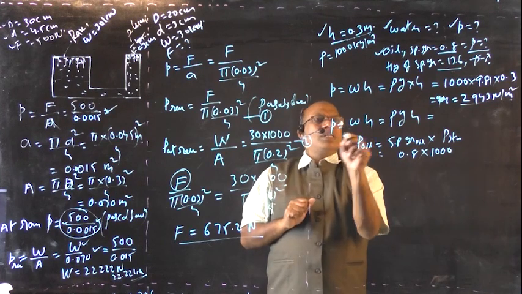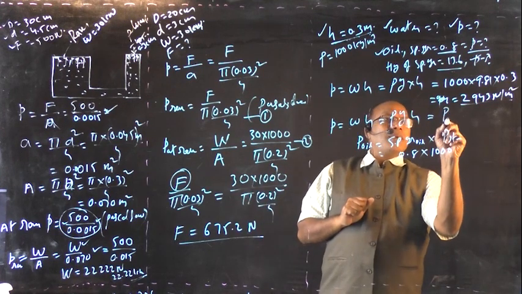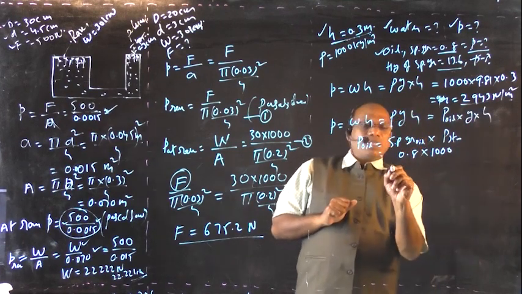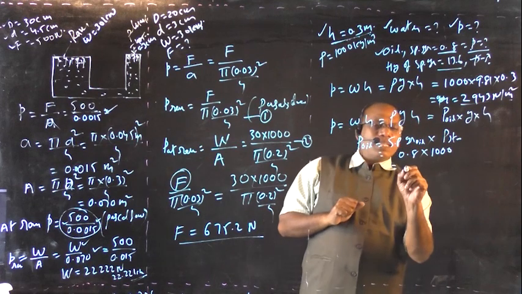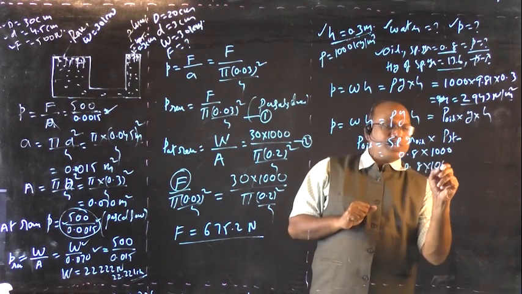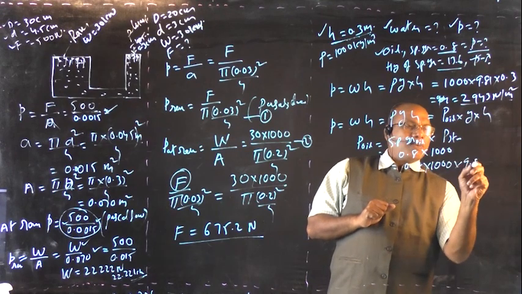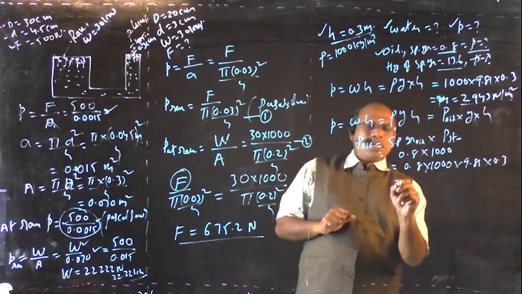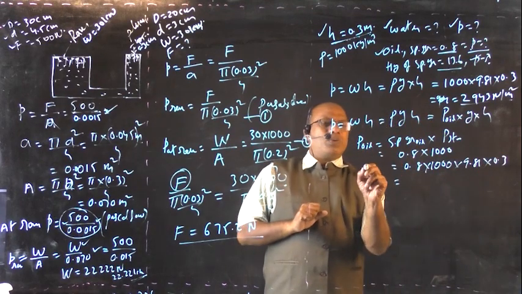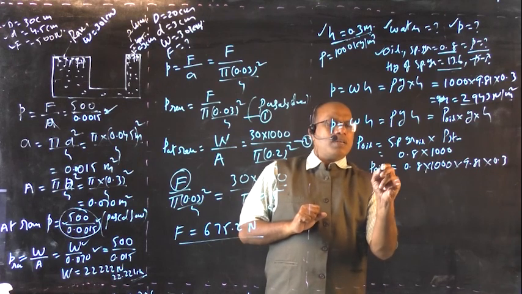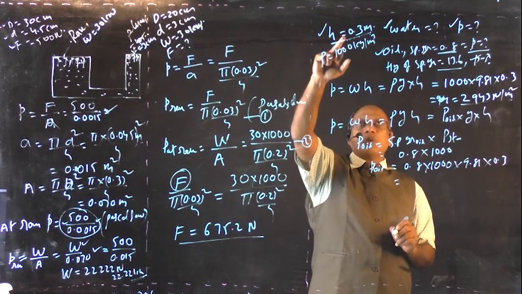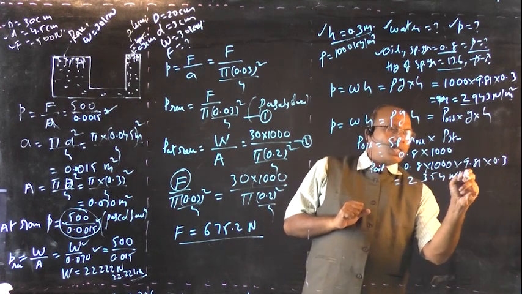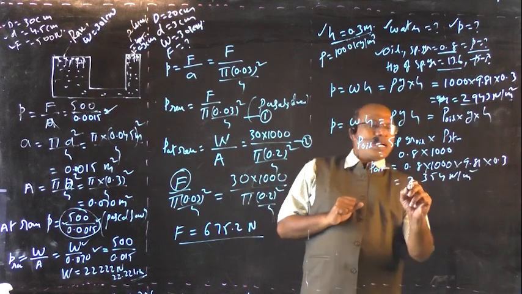Therefore, P is equal to rho, the density of oil, into G into H. This is equal to 0.8 into 1000 into the G value 9.81 into H, that is equal to 0.3 meters. Therefore, the pressure intensity P because of the oil column of 0.3 meters is equal to 2354 Newton per meter square. Right, this is the pressure intensity.